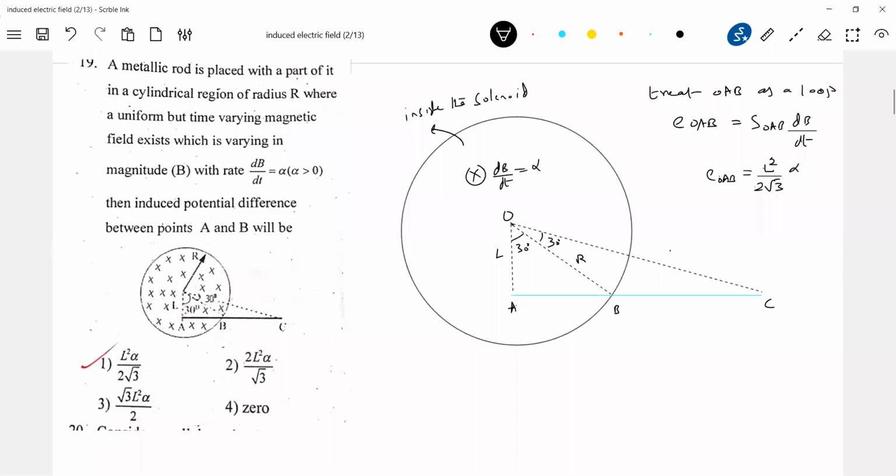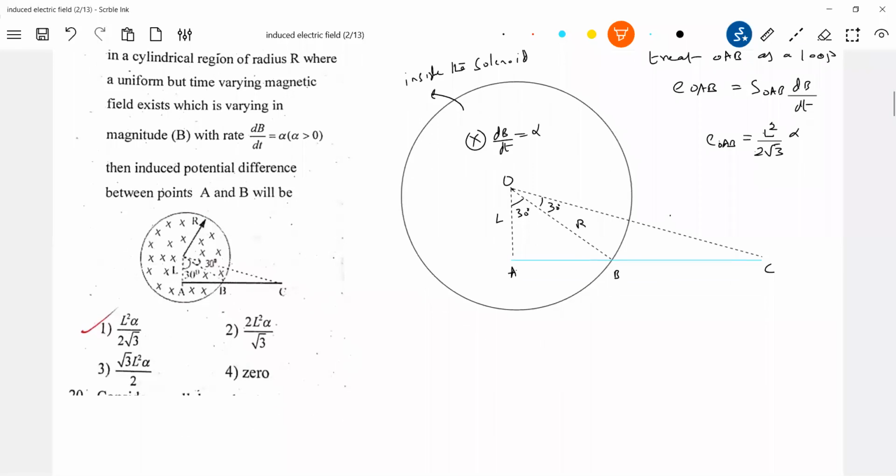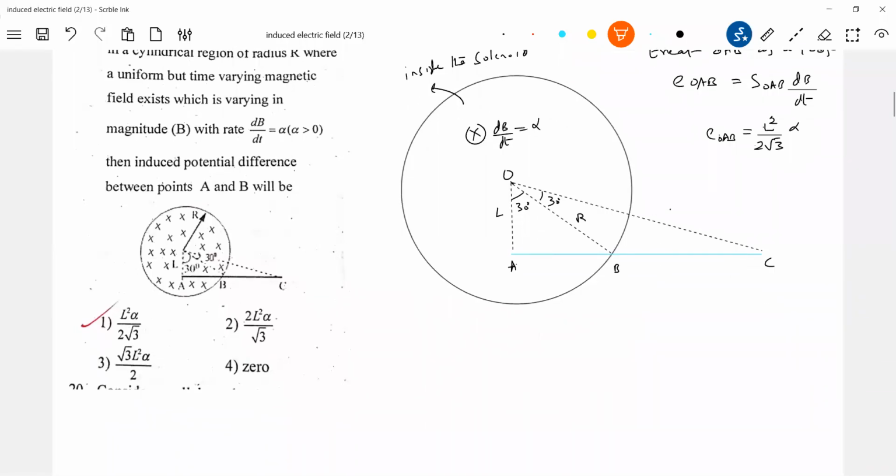And now how will E bar be directed at various points? I'm interested first only at OA. How is E bar? So shall I put it like this? The direction. I'll show a few lines. It will be like this. E bar will be directed here. This will be the direction of E bar. And the dL you are going to take in the direction along OA. So what is the angle between E bar and dL here? 90 degrees.